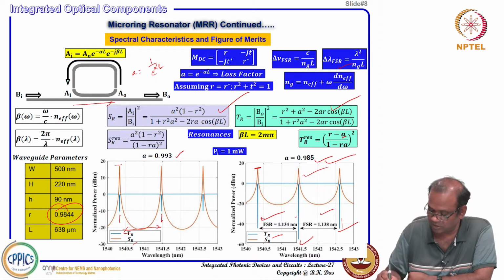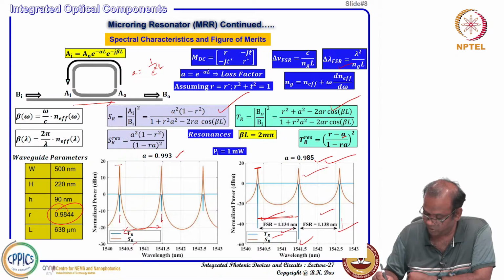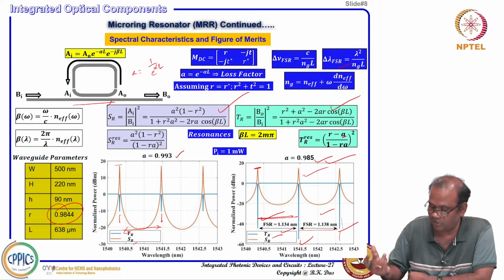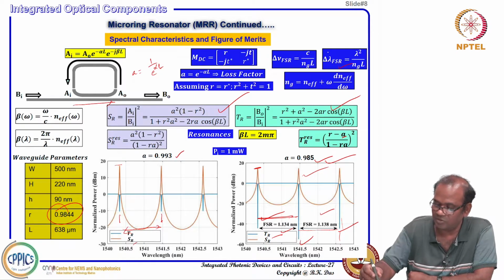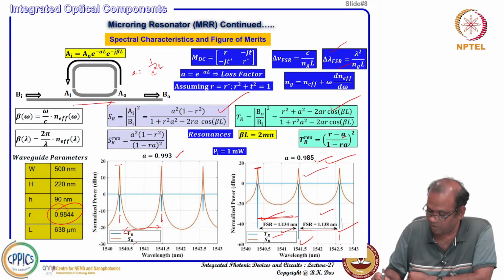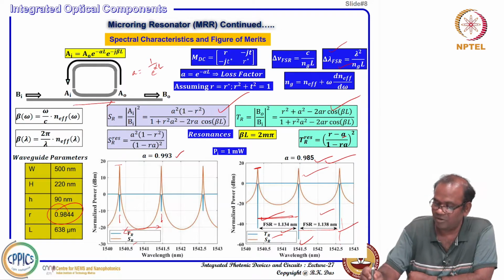This separation, if I see, I will be getting 1.134 nanometer for all these parameters. For example, here 1541.5 nanometer one resonance is there, and if you go to the next resonance, 1542.5 plus something, somewhere here. So, the difference in successive resonant wavelengths is what your delta lambda FSR, and that on this side is 1.138, slightly higher, because delta lambda FSR is proportional to lambda square.